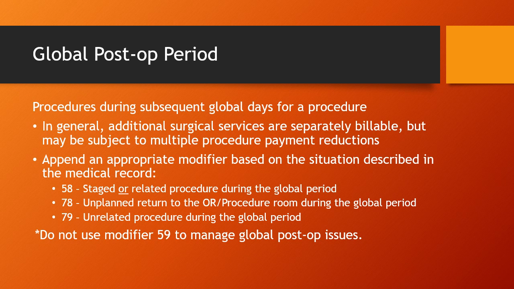I don't want to use modifier 59 to manage global post-op issues because the insurance company is not going to be able to process that claim correctly, and I'm just going to get it back. So I want to really review that record and use modifier 58, 78, or 79 as appropriate, and I'm going to completely bypass my 59 modifier when I'm talking about procedures during subsequent global days. That one's just not going to work for me here.